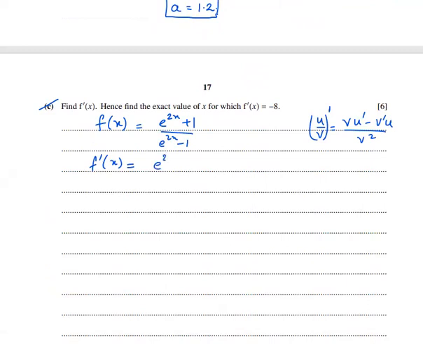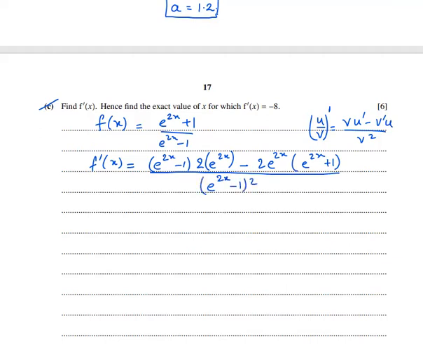So we will keep e to the power 2x minus 1 as it is. Differentiation of e power 2x plus 1 is 2 into e power 2x, minus differentiation of e to the power 2x minus 1 is 2 into e power 2x, into e power 2x plus 1, whole thing divided by e to the power 2x minus 1 whole square.